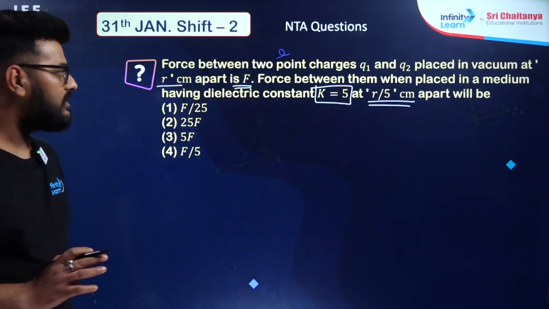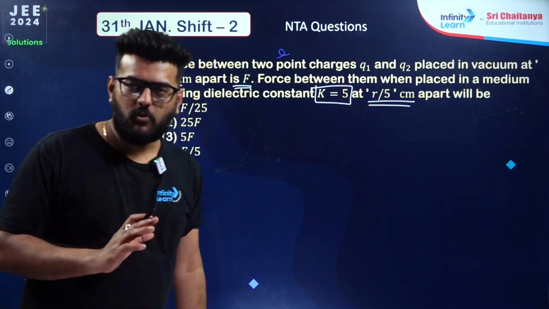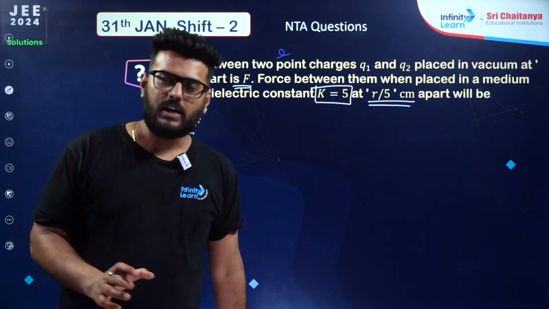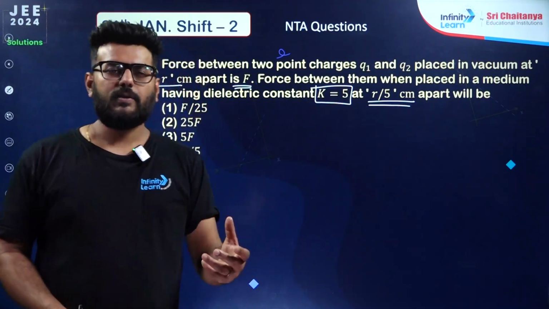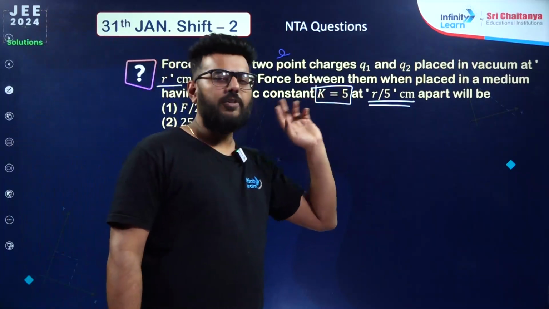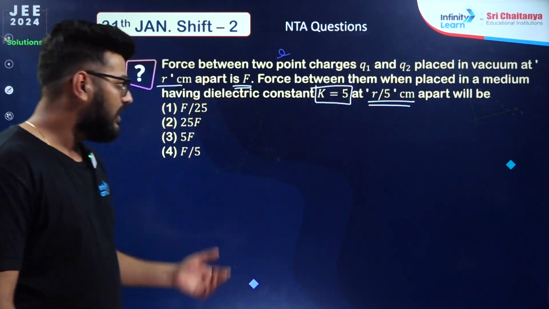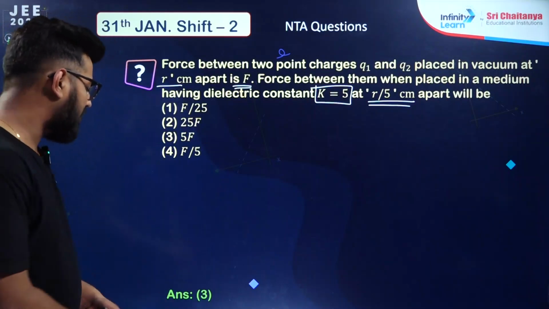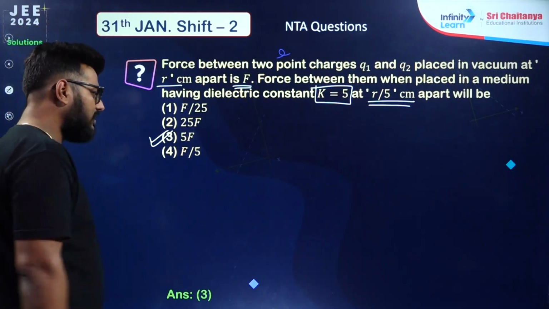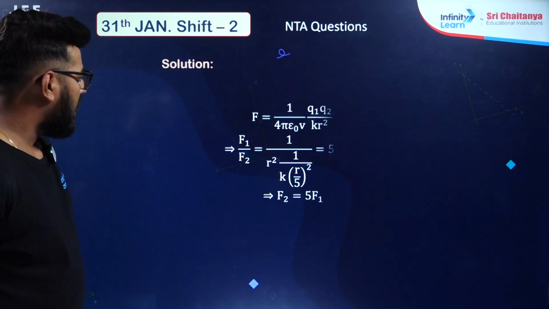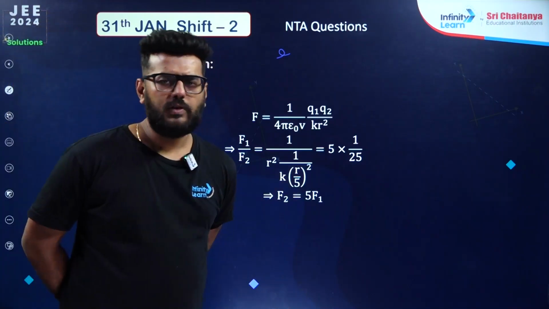So it's a very simple result. They just need the application of Coulomb's law, that is 1 upon 4 pi epsilon naught Q1 Q2 by r squared. In place of epsilon naught, you need to write down 5 times epsilon naught. Okay, and the radius is also going to be r by 5. So simply solving, I hope everyone got this as the correct answer. The correct answer is 3F, and you just need to use Coulomb's law over here, you will get the answer.